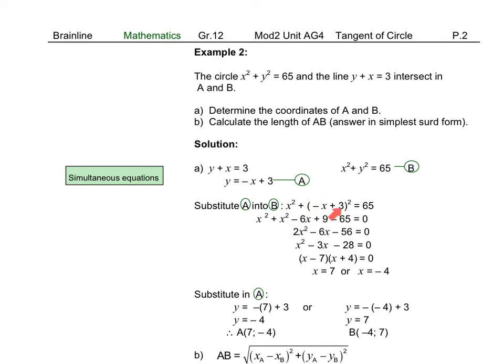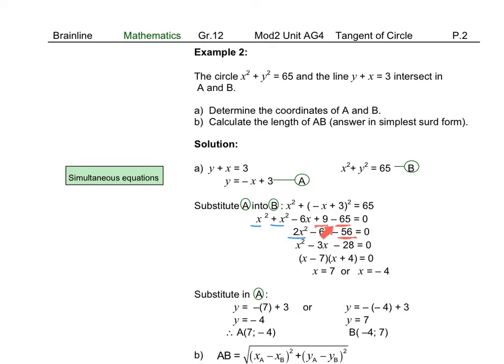Minus x times 3 times 2 gives me minus 6x, and the 3 being squared, 3 times 3 gives me 9. The 65 is taken to the left hand side and it becomes minus 65, and this x squared remained x squared. Now I must put my like terms together, and the x squared plus x squared becomes 2x squared. The minus 6x didn't change, it stayed minus 6x, and then my constant values must also be put together. 9 minus 65 gives me minus 56.